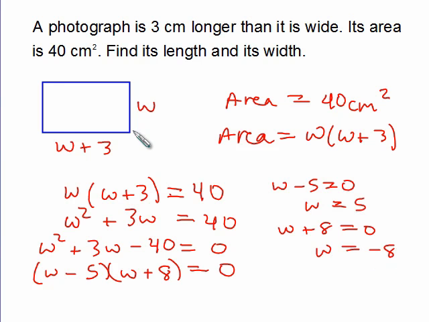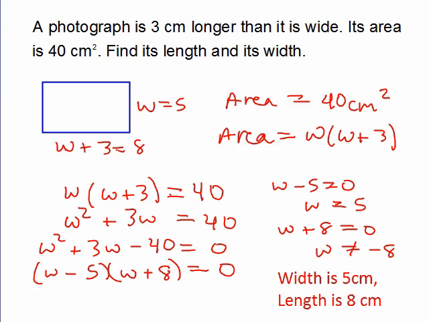However, looking back, W is the width of our photograph, so it can't be negative, so it must be positive. W then is 5, which means W plus 3 is 8. So then we know that the width is 5 centimeters, which was found here, and the length is 8 centimeters.